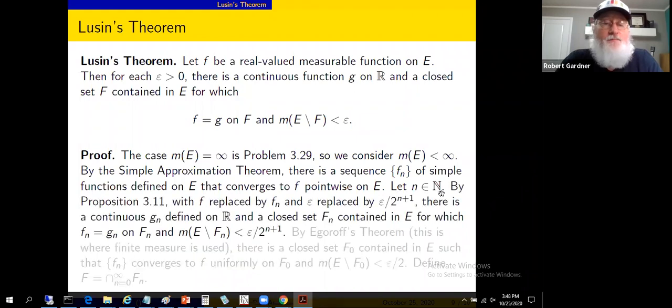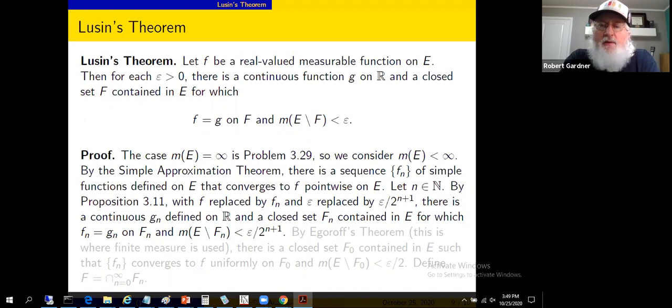Let n be a natural number. That previous proposition told us that there's a continuous function g sub n defined on the reals and a closed set capital F sub n contained in set E, for which f sub n equals g sub n on capital F sub n, and the measure of the set difference is less than a positive number. Let's take that positive number to be epsilon over 2 to the n plus 1. Okay, now what we've done here is we've applied the proposition to simple function f sub n. So we're replacing the f in the proposition with an f sub n here, and we're replacing the epsilon they had with this quantity here. So, hey, f sub n is simple. So I know I can approximate it in this sense with a continuous function g sub n. There's a g sub n that's continuous and defined on the reals, where we get the equality on this closed subset, and the closed subset is close in size to the domain, capital E.